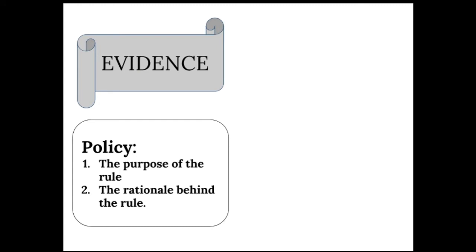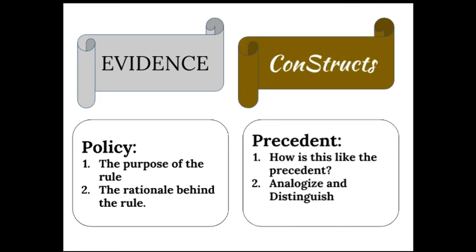For evidence, remember, rule explanation is policy, and you're looking for things like the purpose of the rule, the rationale behind the rule. Simple, sweet, and to the point. In constructs, rule explanation deals with precedent. How are these facts like the precedent? Are these facts analogous to the precedent, or can we distinguish? If they're like the precedent, then the outcome should be the same. If we can distinguish, then the outcome should be different.